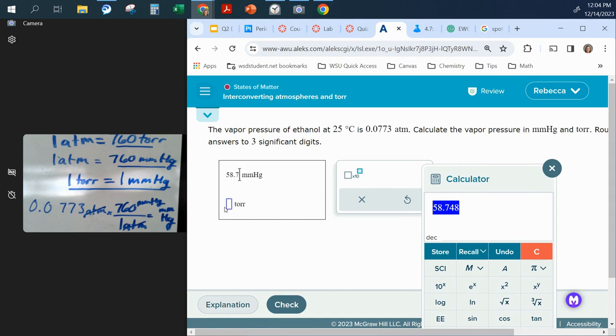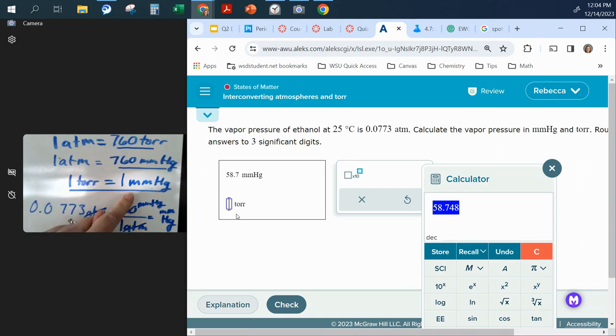All right, what are we going to do to get to torr? It's the exact same thing. So if we have it in torr, then we can use that same number for millimeters of mercury. That's the same. 58.7. Okay, better check it.